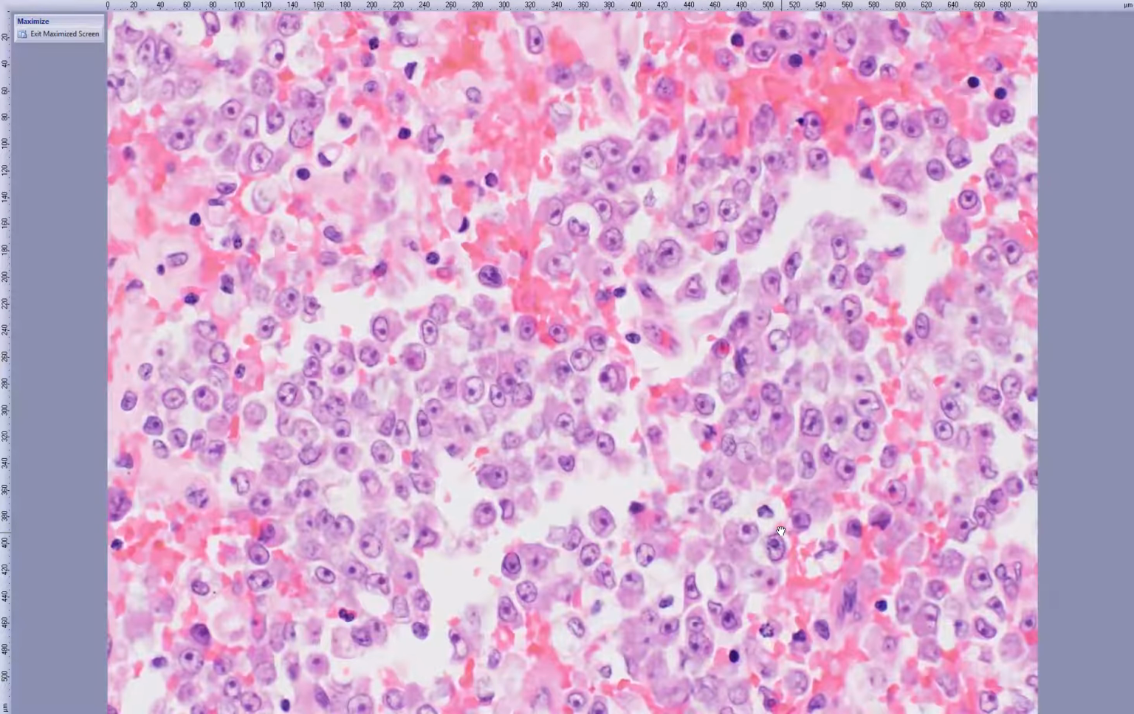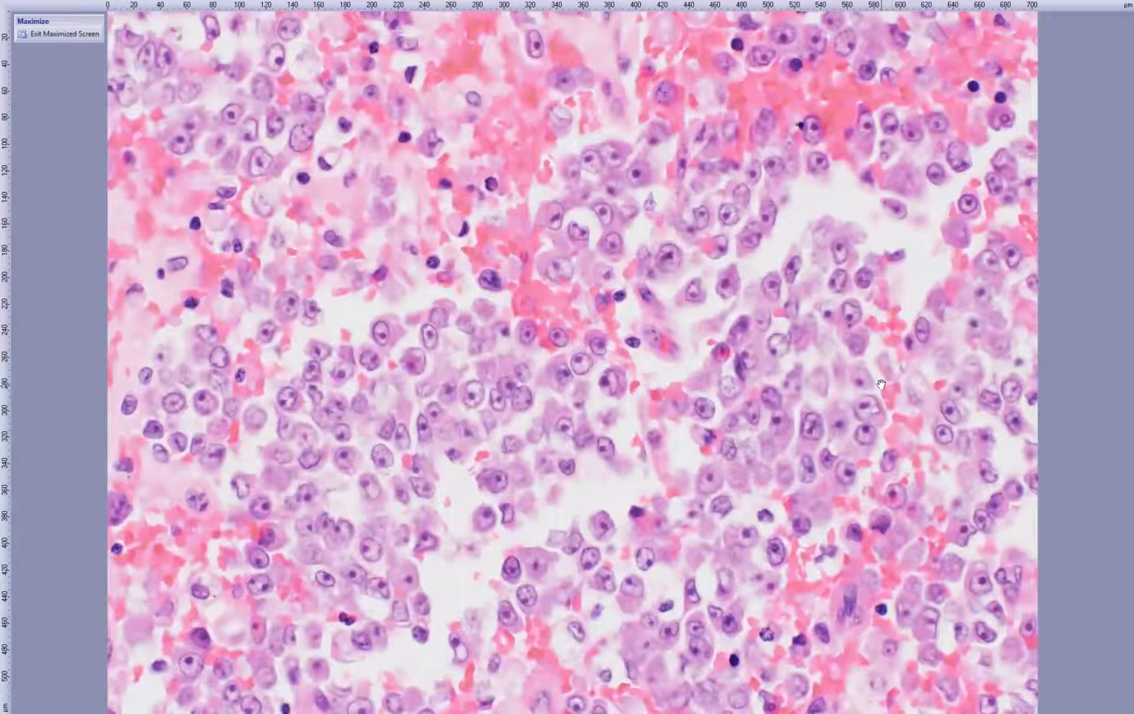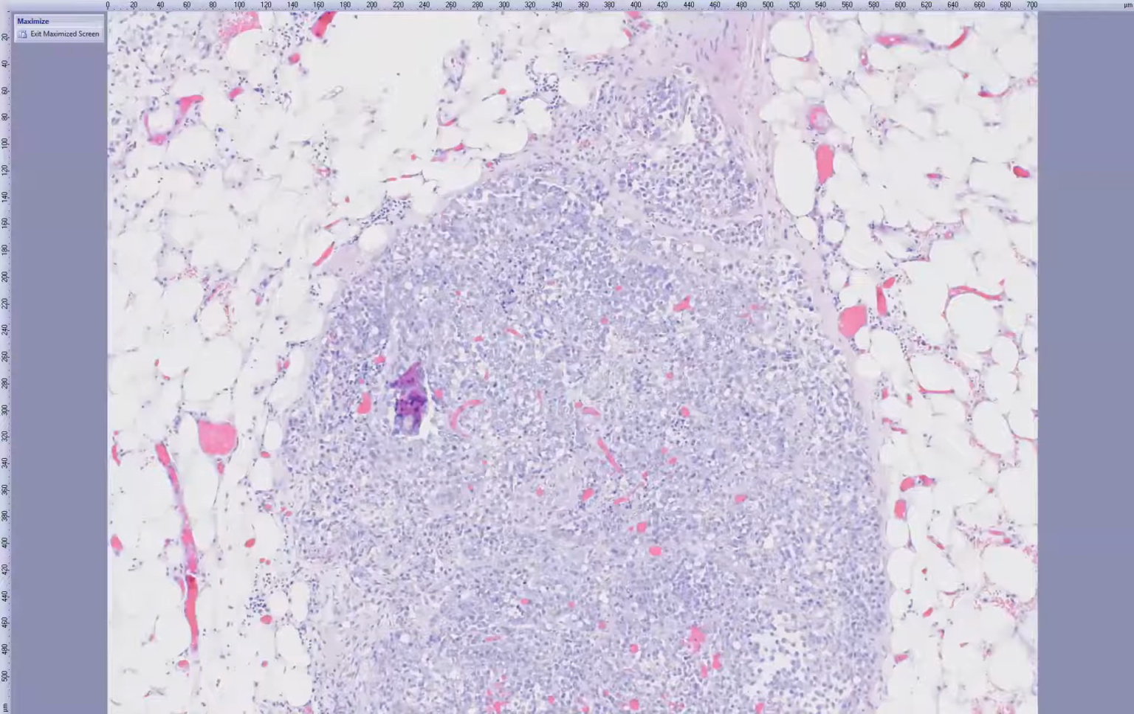So just another area to hopefully give you an appreciation for this so-called rhabdoid morphology, those nuclei that are pushed off to the side with very, very eosinophilic cytoplasm. So we're going to move on now from rhabdoid tumor to a different entity. The next entity that we'll talk about is renal medullary carcinoma.